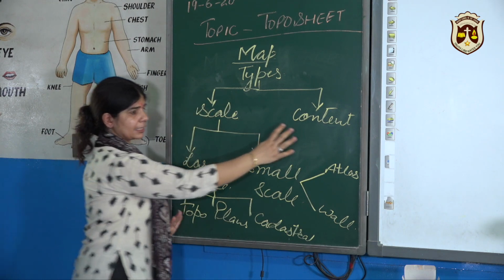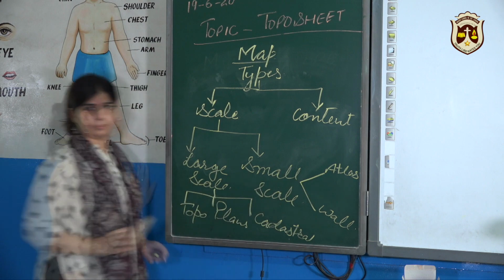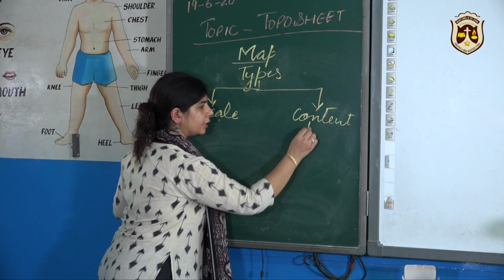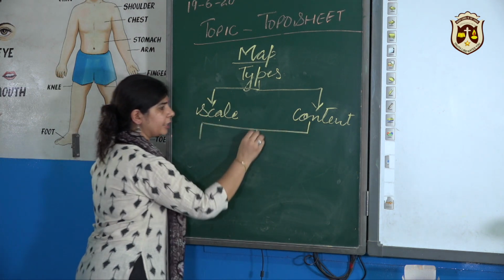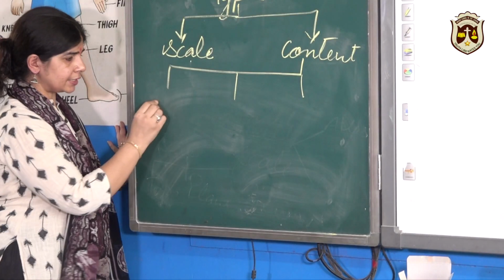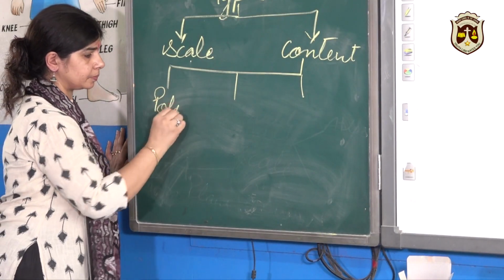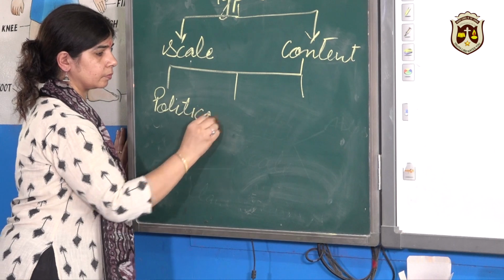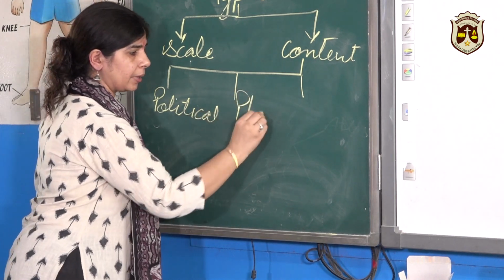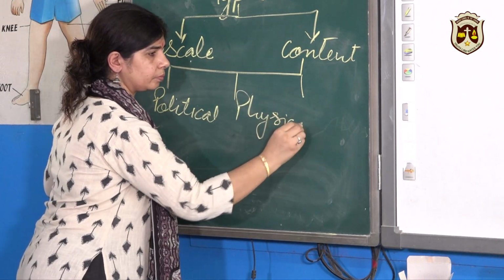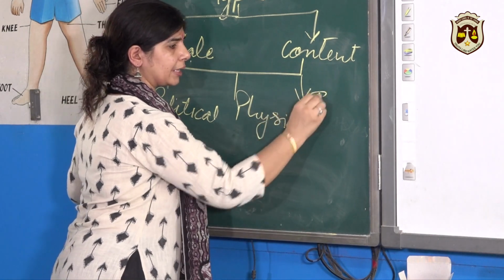The next topic is on the basis of content. On the basis of content, the map is again divided into three types. First is the political map, second is the physical map, and third is thematic maps.